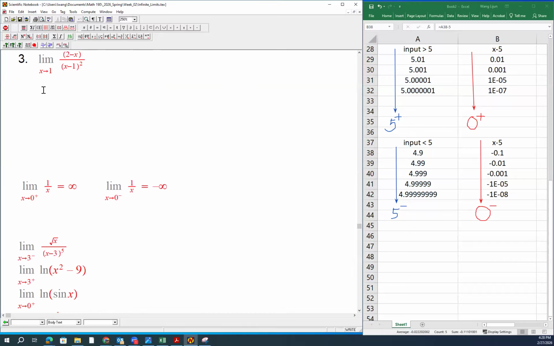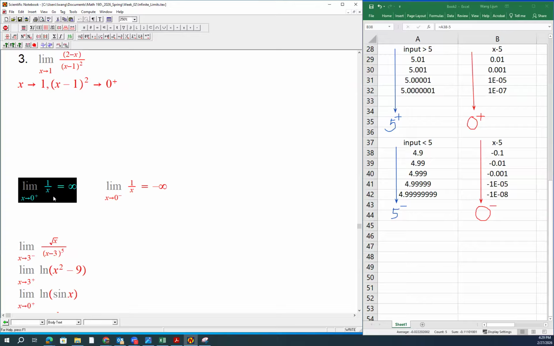So in this case, x is approaching 1. This time there's no one-sided limit. When we observe this process, we see that x is approaching 1, right? And this denominator is x minus 1 squared. That square makes it positive. So this is going to be approaching 0 from larger than 0. So the denominator is approaching 0 from larger than 0.